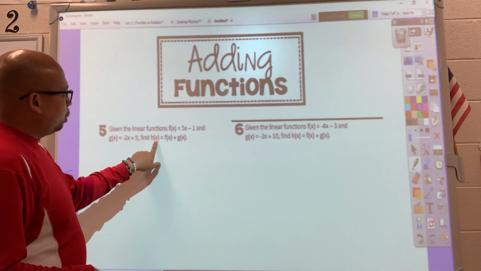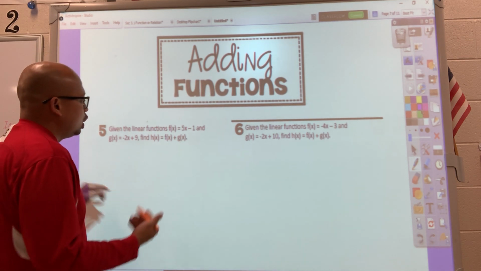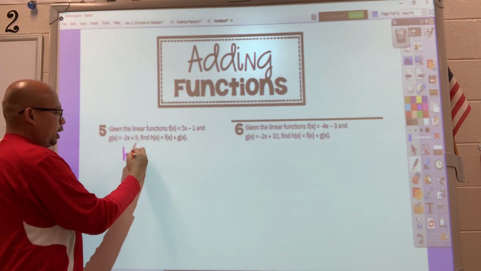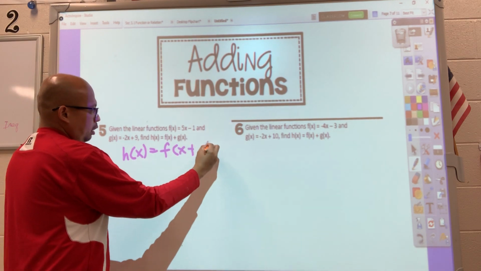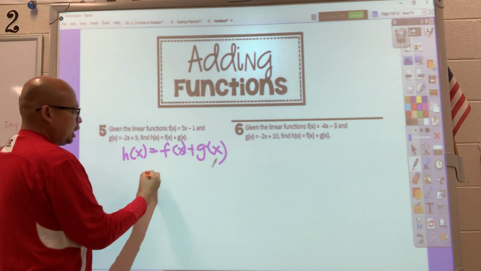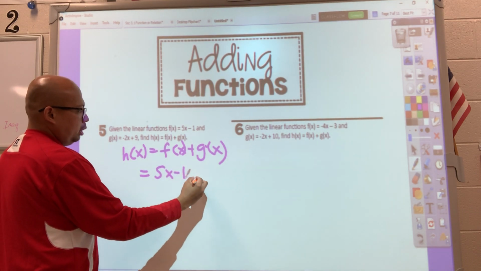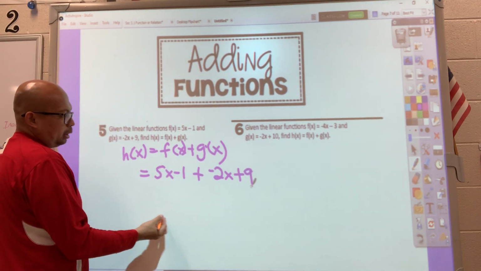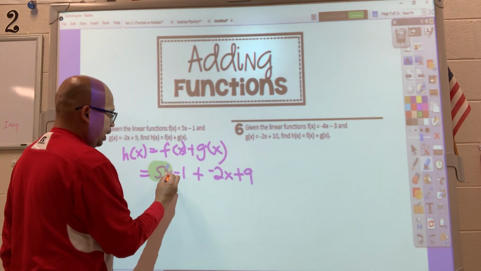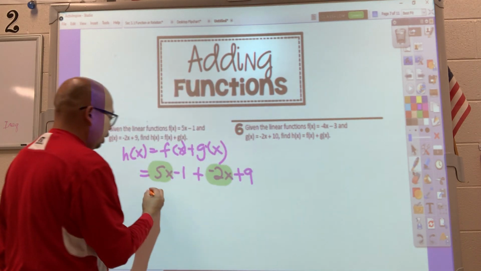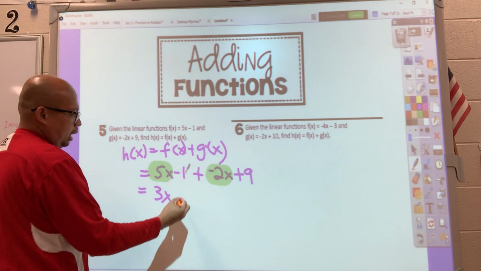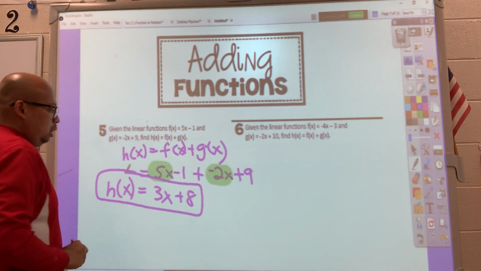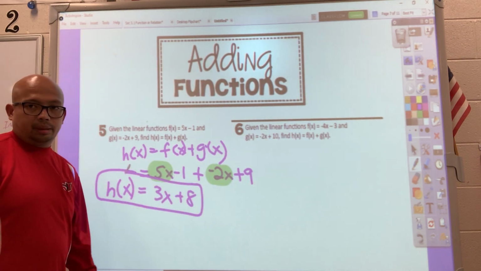Find h of x, wherein it is the sum of the f of x and g of x. So basically, for you to find the h of x, you have to add f of x and g of x. So h of x is f of x plus g of x. What is f of x? f of x is 5x minus 1 plus g of x, which is negative 2x plus 9. We can combine the like terms here. What's 5x minus 2x? That will give you 3x. And negative 1 plus 9 will give you positive 8. So therefore, the new function, or the sum of the functions when you add f of x and g of x, is 3x plus 8.